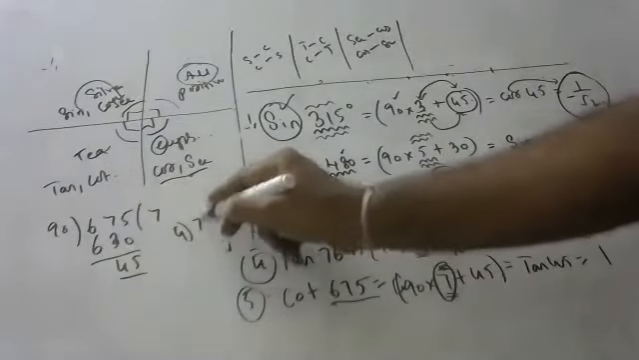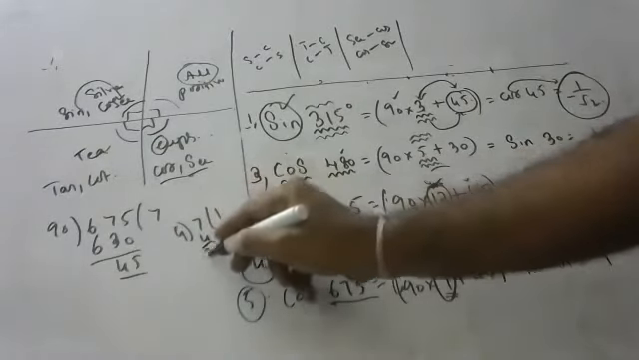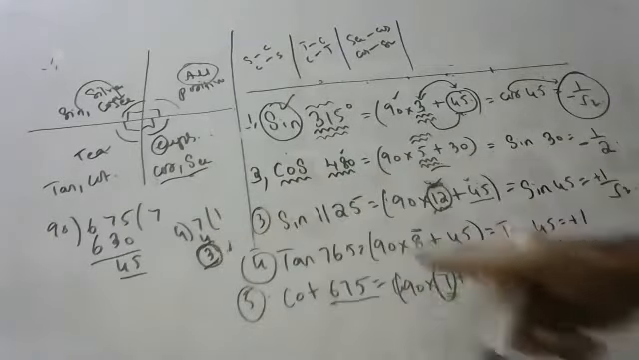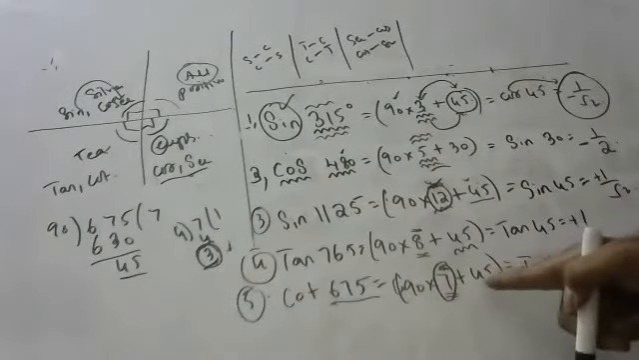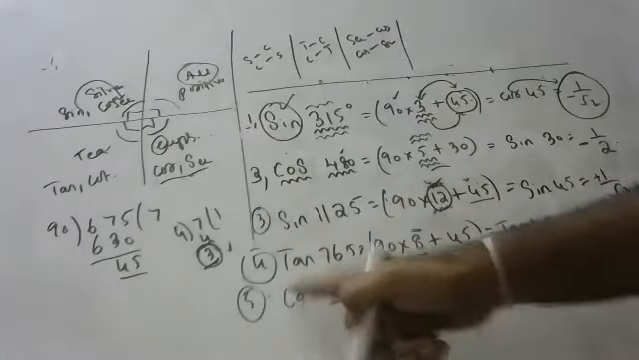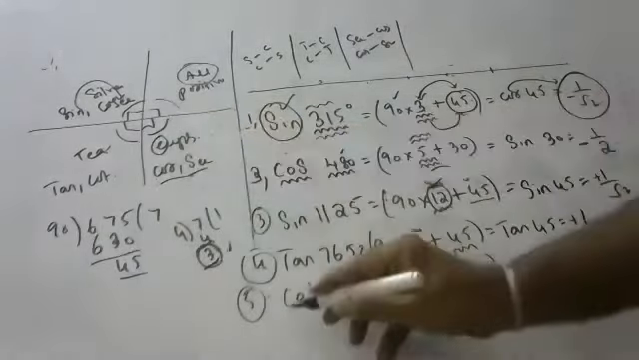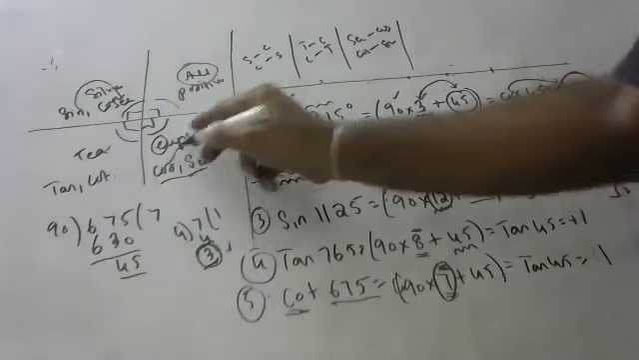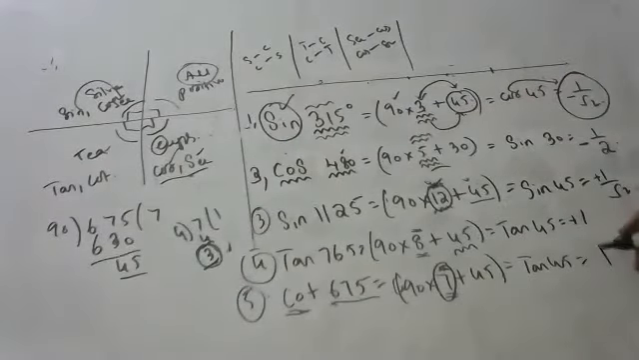Now in which quadrant is it? Divide by 4. 7 divided by 4: 4 ones are 4, remainder 3. 3 means fourth quadrant. In the fourth quadrant, is cot positive or negative? Negative. Only cos and secant are positive. So cot is negative. Answer is -1.